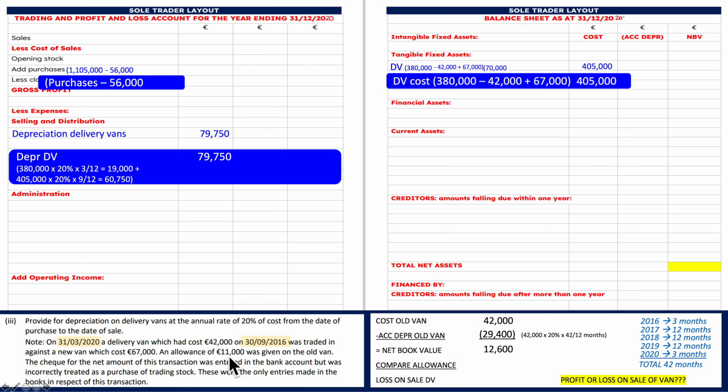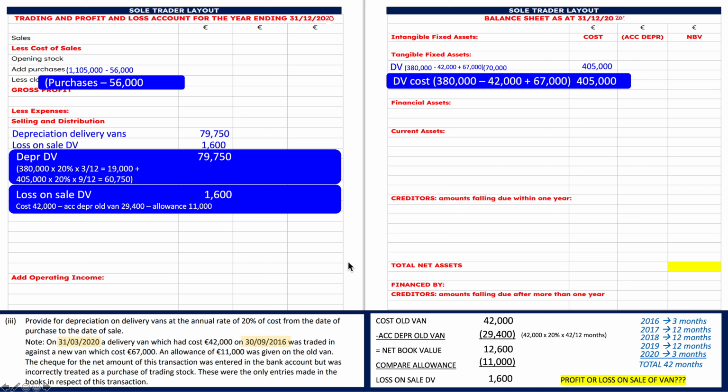We compare that to the allowance of 11, and that is a loss on sale delivery van of 1,600, which will go into our selling and distribution expenses in the trading profit and loss there. So that is 1,600 loss on sale of delivery van.